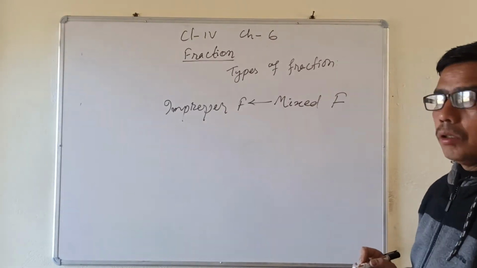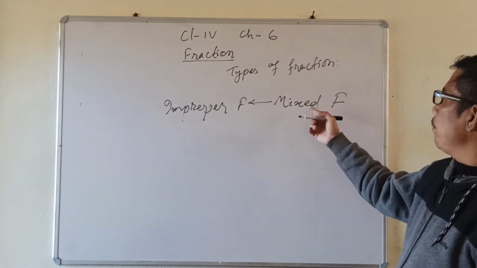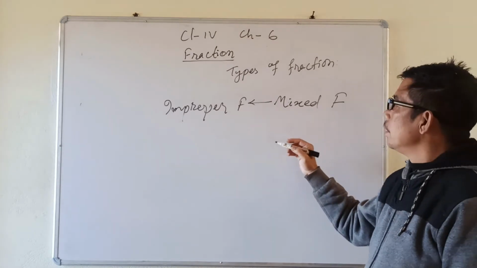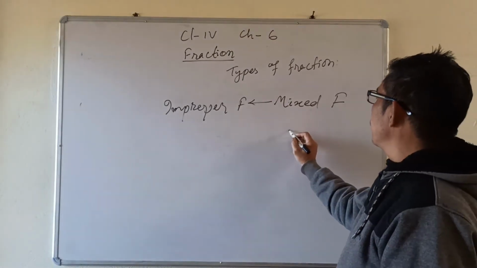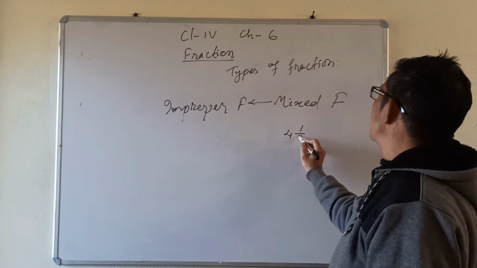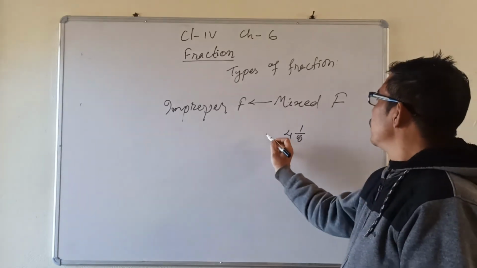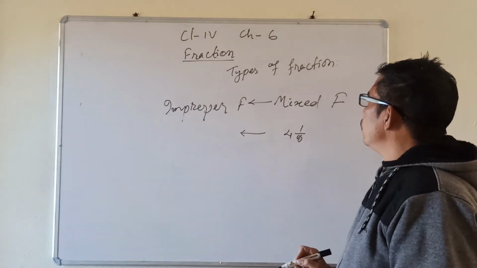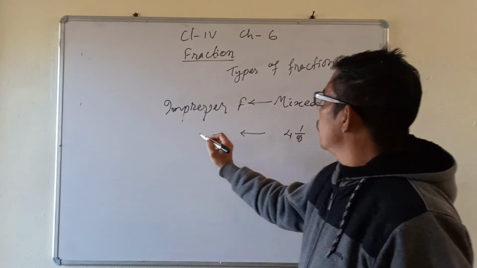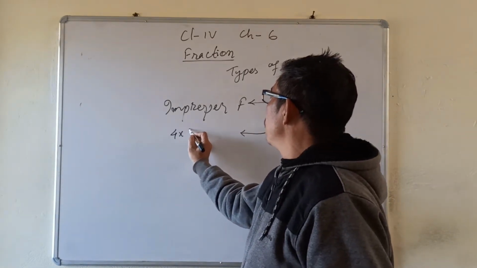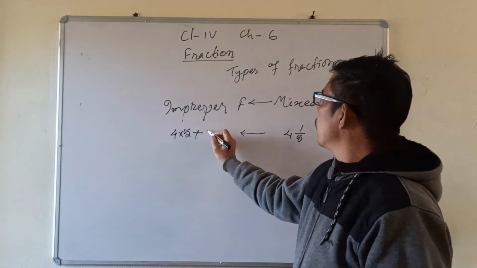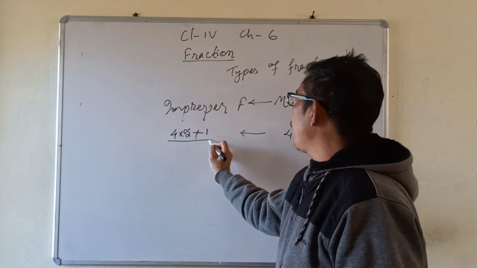Now let's come to the way of changing mixed fraction to improper fraction. This is very important. You have to look carefully. Suppose you are given a mixed fraction 4 whole number 1 by 5. Then to change it into improper fraction, first you will multiply 4 with 5. 4 into 5. Then add 1. Then divide by 5.